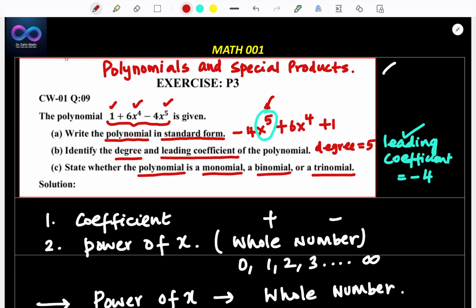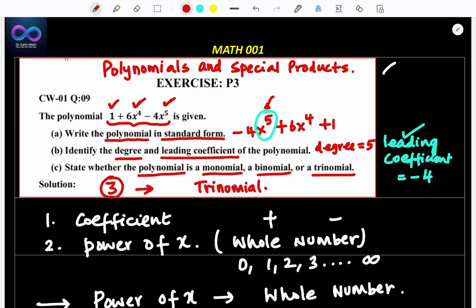Now here, how many terms are there? 1, 2, 3. Is it a monomial or binomial or trinomial? We have 3 terms. So this is called trinomial. Clear everybody? Tri means 3. So it's a trinomial. I'll write it like this. Trinomial. So these are the 3 questions we are going to work out. So the answer is so simple.